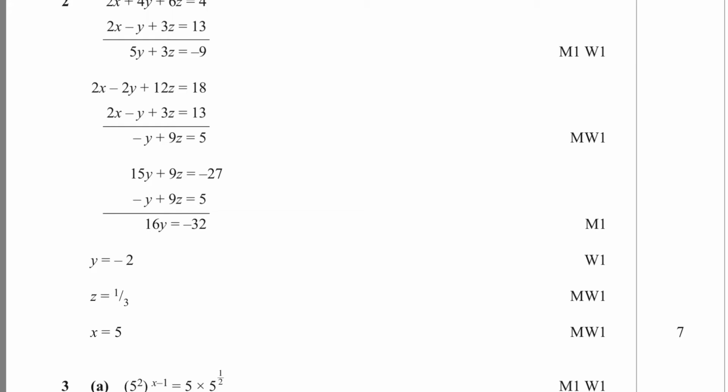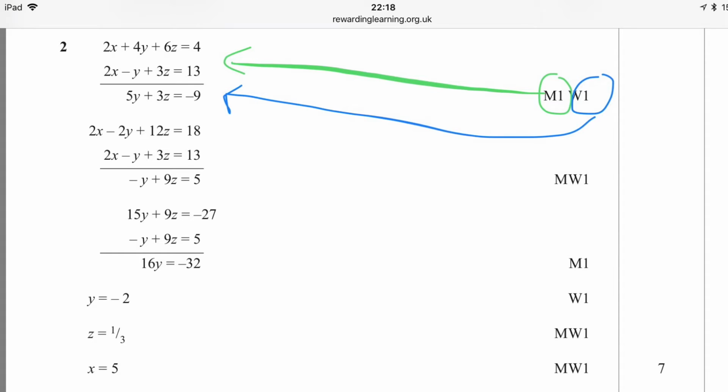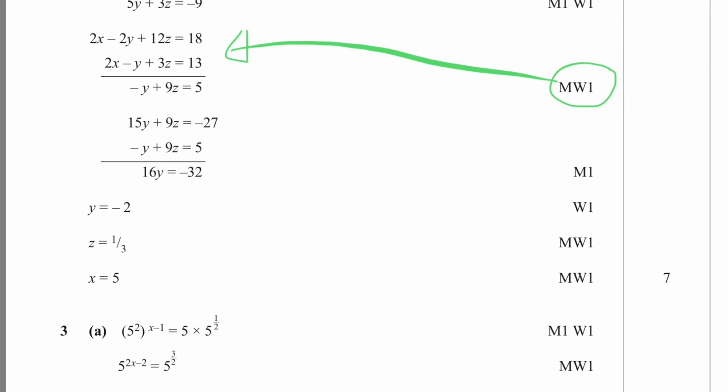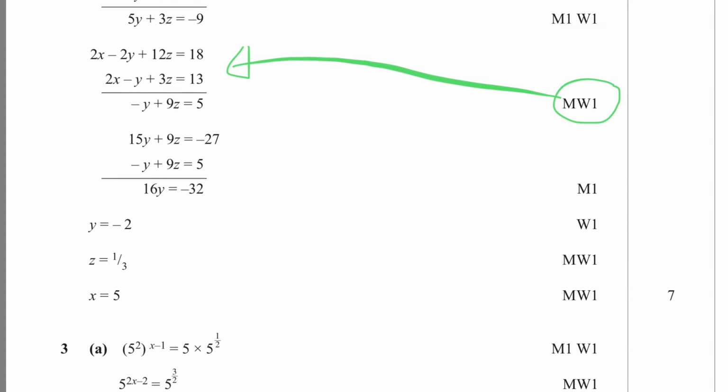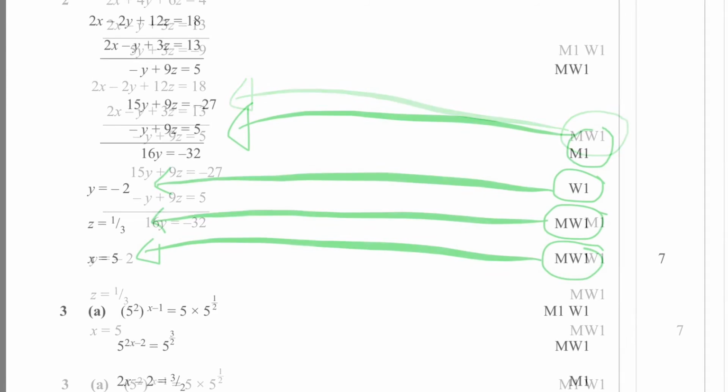It would be useful to now look at the mark scheme to see where marks are allocated. The first mark allocated is a method mark, and that is given to the candidate when they attempt to either add or subtract 2 of the equations. The next mark given is a mark for working. It's given to the candidate when they add the two equations together correctly. The third mark is a method working mark. This is where they combine two of the equations with three unknowns and get the correct answer.